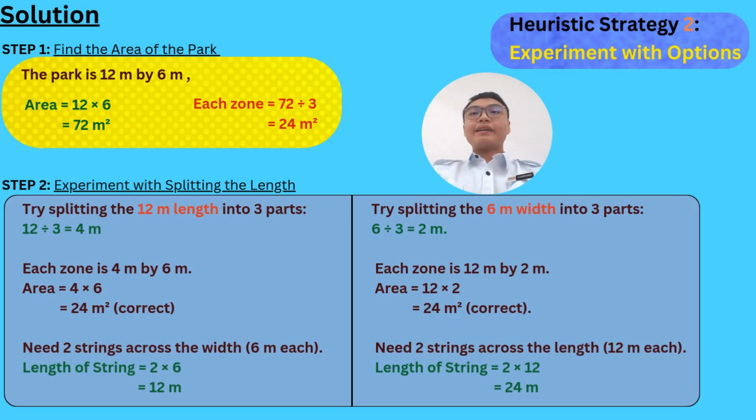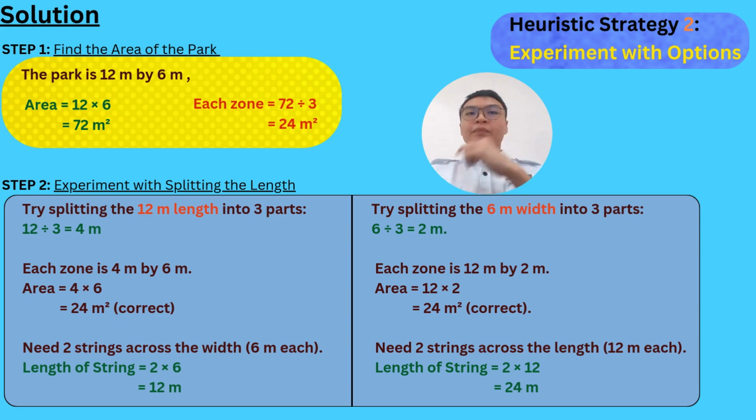Now we look at the other heuristic strategy that we can use in this intermediate question, which is experiment with options. So step 1, we need to find the area of the park. The area of the park is 72 square meters, and we need to split it into 3 equal zones, so each zone is 24 square meters.